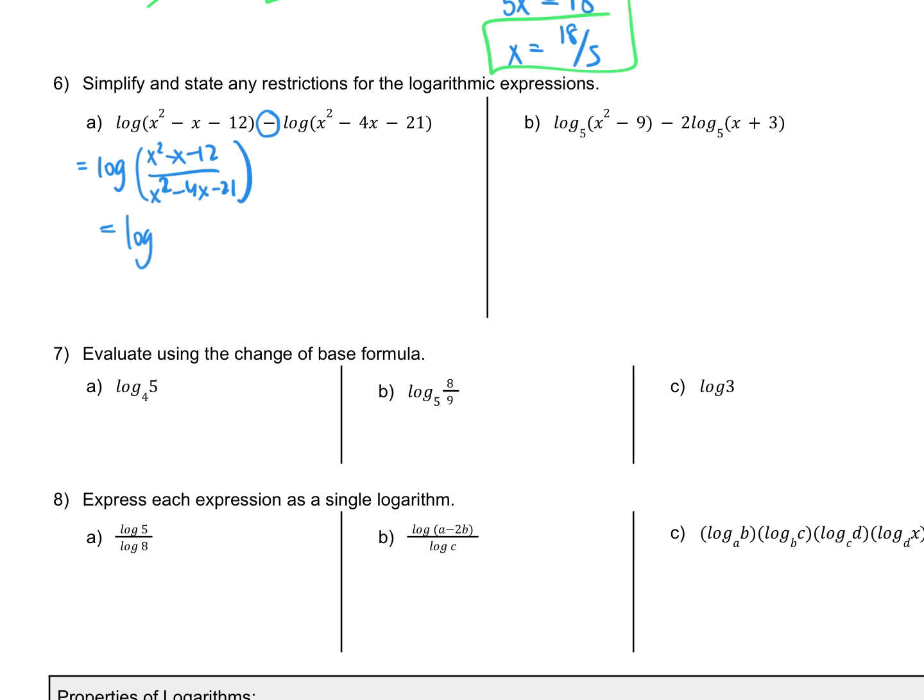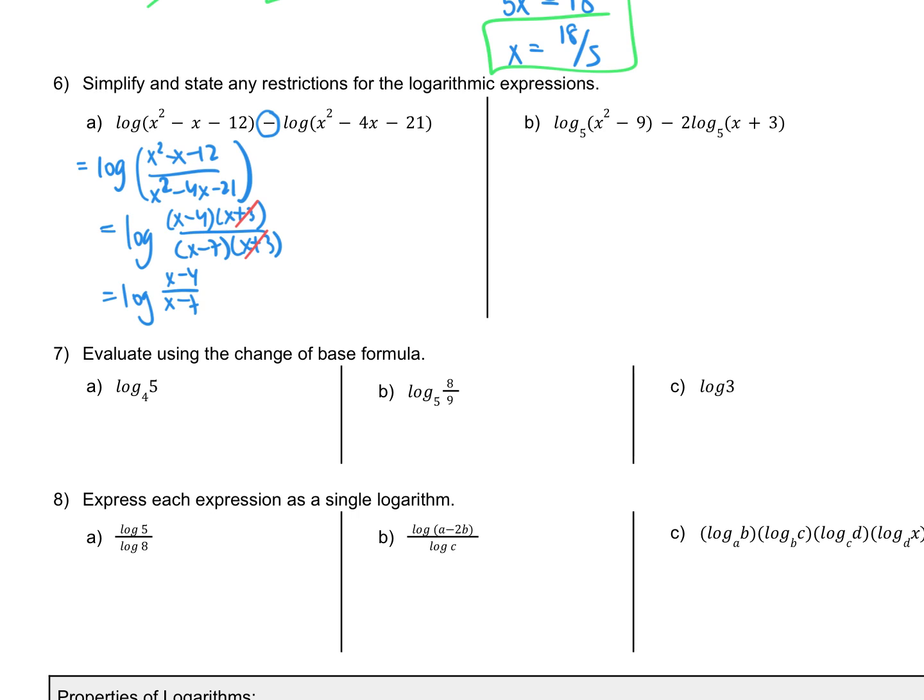So in my numerator, I'm going to have x minus 4 and x plus 3. And in the denominator, I'm going to have x minus 7 and x plus 3. And the x plus 3's cancel out. So my simplified logarithmic expression is the log of (x minus 4) over (x minus 7). Now, I need my restriction here.